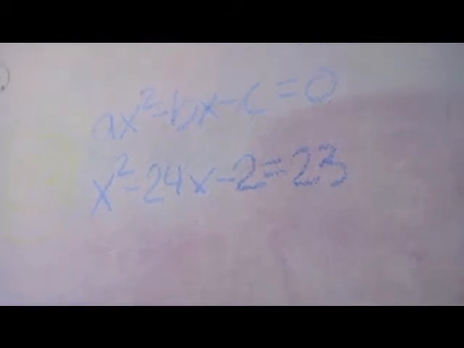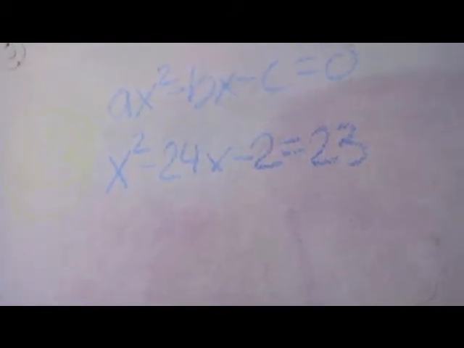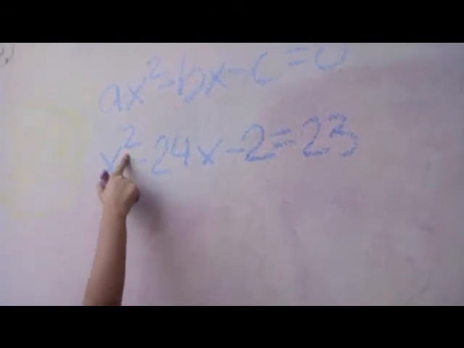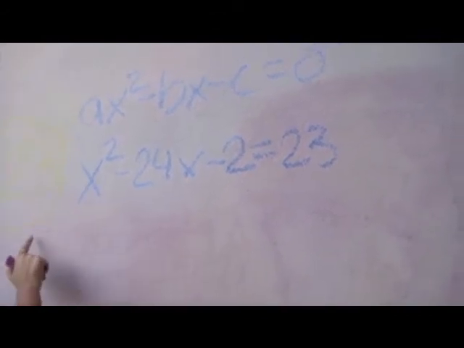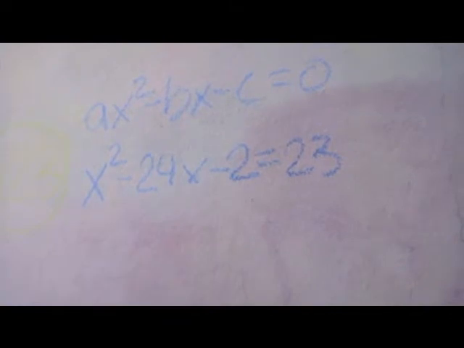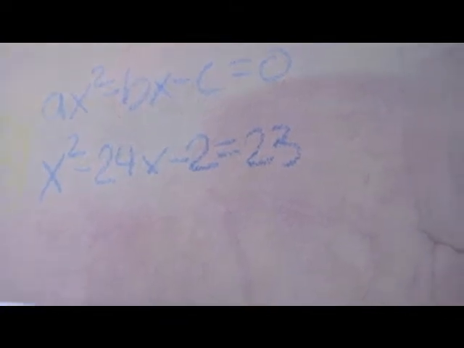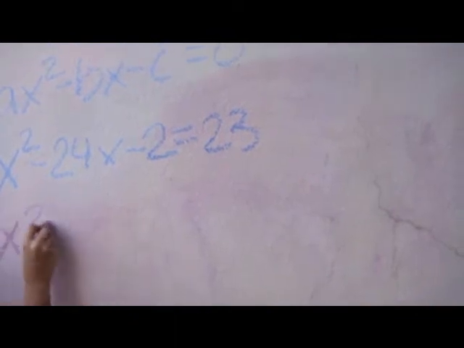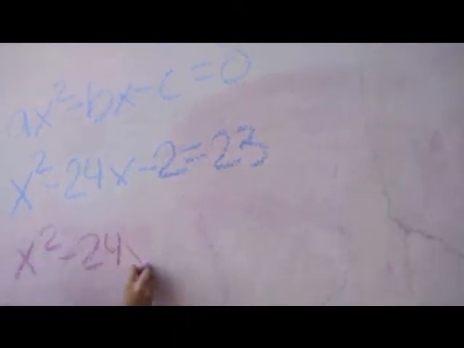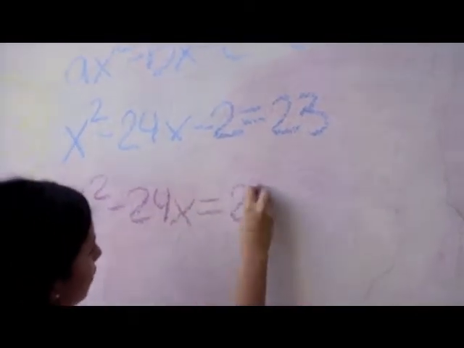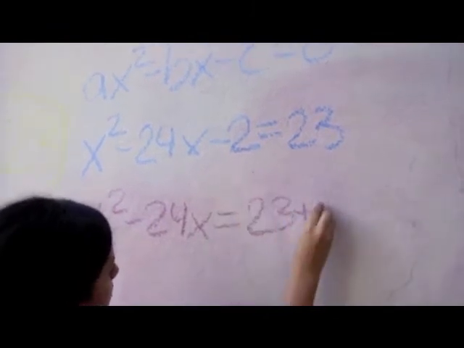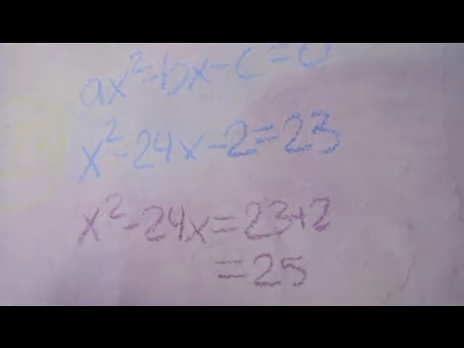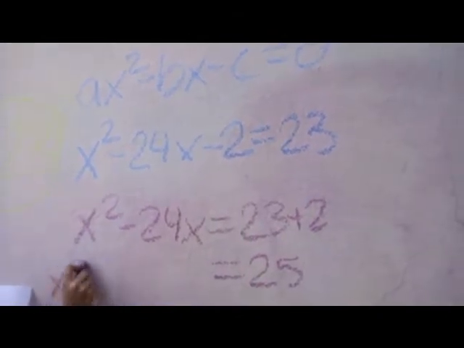Okay, so when we have to complete the square, first we have to leave the term that has the second power with a 1. Since it is already x squared alone, we don't have to do a step. Next, we have to pass the c term to the other side. So we have x squared minus 24x equals 23 plus 2, which is 25.